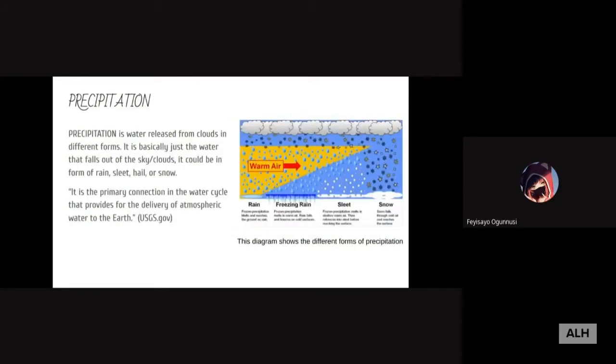Precipitation is when the liquid water that has been condensed now falls back down to the earth. It's basically water released from the clouds in different forms. It can be in the form of rain, sleet, hail, or snow. It's the process that causes the water that gets evaporated and condensed to fall back down to the earth.